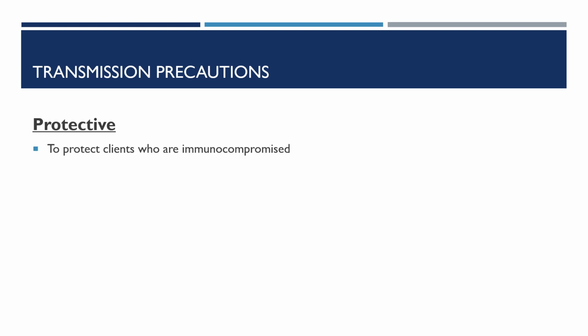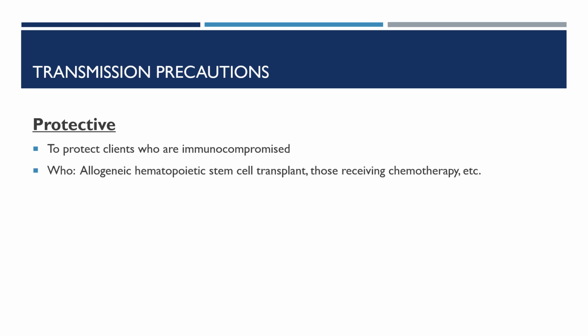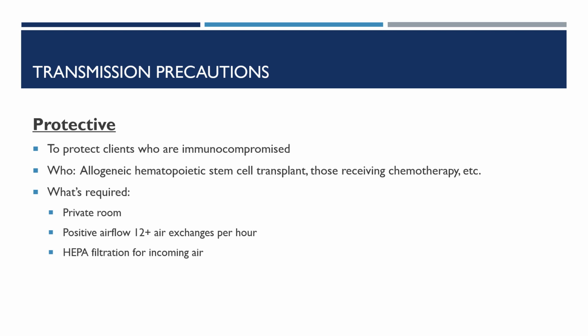So now let's talk about protective precautions. This is also known as neutropenic. This protects clients who are immunocompromised: allogenic hematopoietic stem cell transplant patients, those who are receiving chemotherapy, or transplant patients. So what is required for them? A private room, positive airflow, and HEPA filtration for the incoming air.